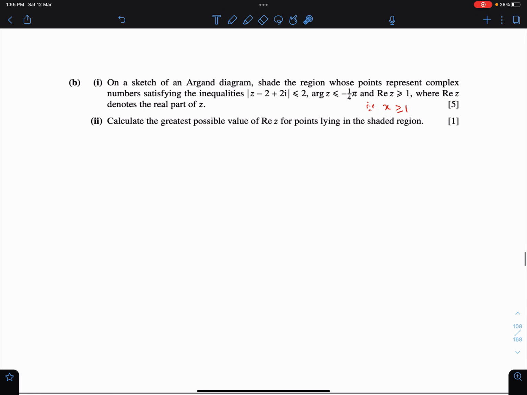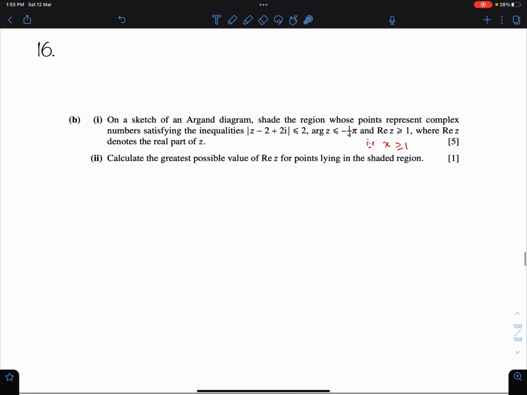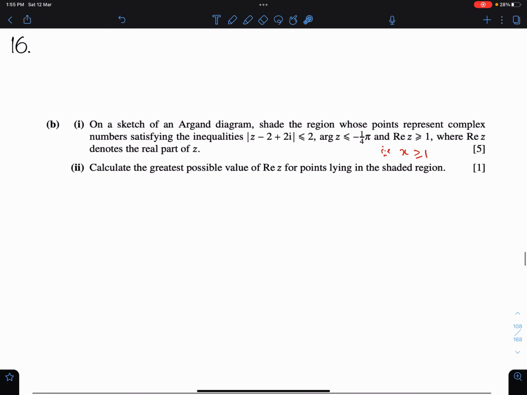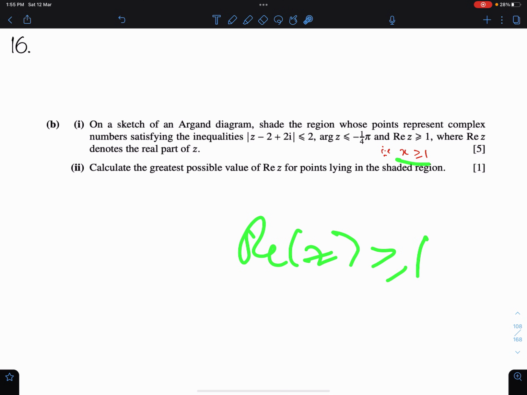The next question in fact, 16 from my practice book. On a sketch of an Argand diagram, shade the region whose points represent complex numbers satisfying this inequality and this inequality. We have 3 inequalities: circle, y is equal to minus x line, and this means x is greater or equal to 1. Real part of z greater or equal to 1 means x is greater or equal to 1.